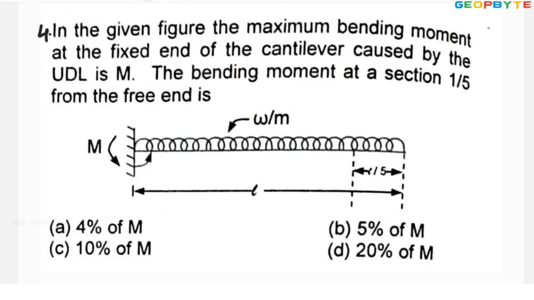Look at the problem. In the given figure, the maximum bending moment at the fixed end of the cantilever caused by the UDL is M. The maximum bending moment at the fixed location of the cantilever beam with UDL is given M. What will be the bending moment at a section 1/5 from the free end, in terms of the bending moment at the fixed end, at a distance of L by 5 meters? Okay.